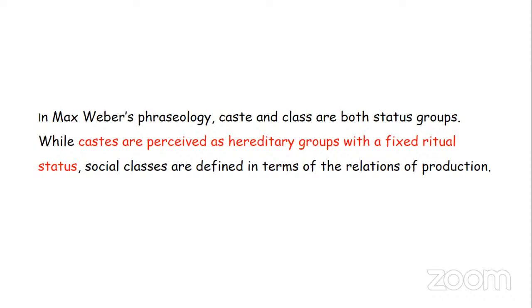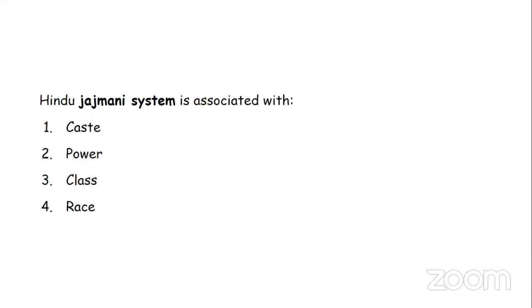Okay. Next question. Hindu Jajmani system is associated with option 1 caste, option 2 power, option 3 class, option 4 race. What is the right answer?